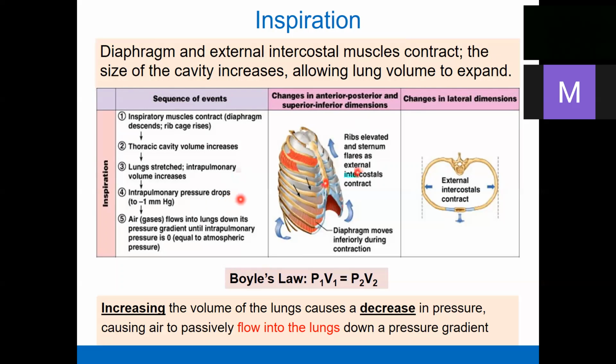What is the pressure of air outside of the lung? Do you know that? Okay, we will consider it as zero, but I will talk about that. Okay, once we have negative intrapulmonary pressure, then air flows into the lung down its pressure gradient until intrapulmonary pressure is zero, equal to atmospheric pressure.